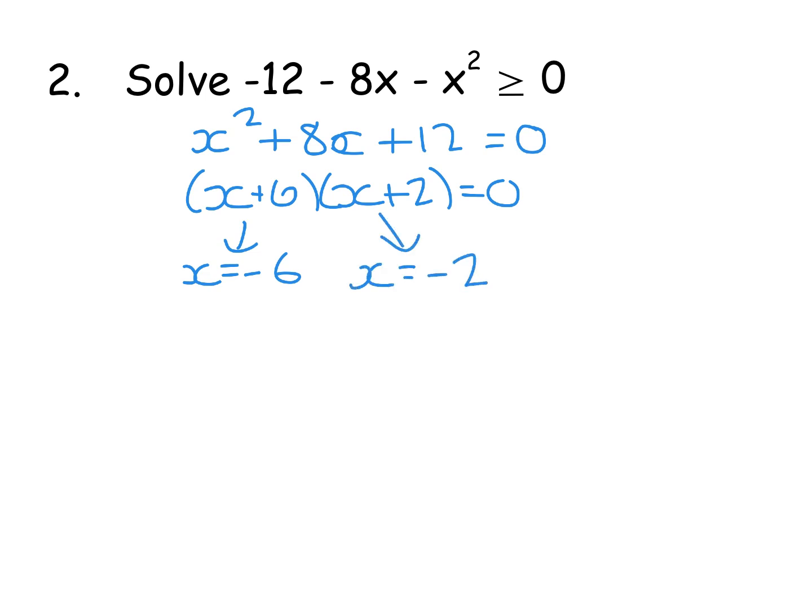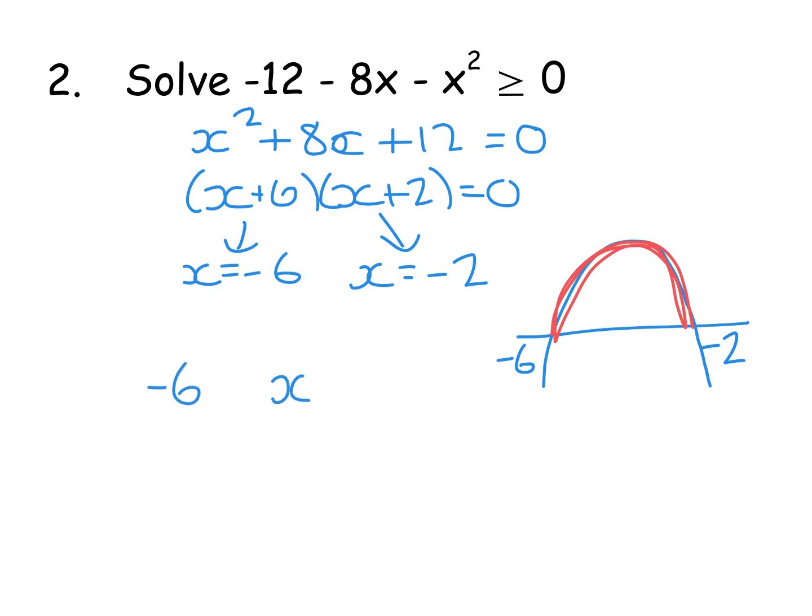Right, go back to your original question though, not back to the way I did the factorising. Going back to the original question, this was a negative x squared. So what I've got this time is a sad face quadratic. And my roots are at -6 and -2. Now the question wanted this one to be greater than or equal to 0. So I'm looking for this bit here. When is my graph above 0? So it's above 0, anything between -6 and -2. So I'd have -6, x and -2.